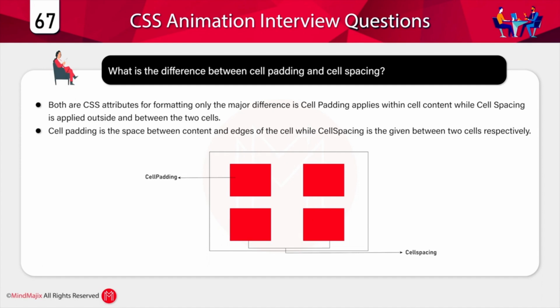Cell padding is the space between the content and the edges of the cell, while cell spacing is the space given between two cells. Space between the content and edges is cell padding, and cell spacing is the space between the two cells. These are all CSS box properties.